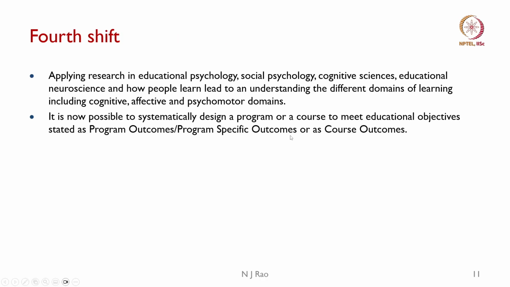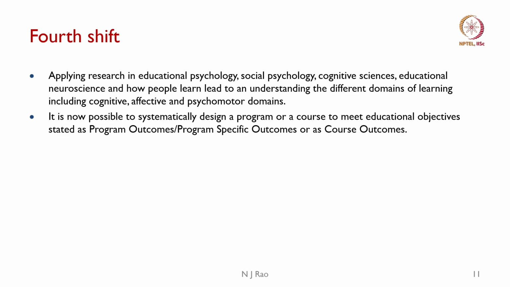Okay. Now, the fourth shift happened in our attempt to use all the knowledge that has been acquired through research in educational psychology, social psychology, cognitive sciences, educational neuroscience on how people learn. This led to an understanding of the different domains of learning, including cognitive, affective, and psychomotor domains. We have seen in the earlier courses related to this, like OBE, that learning can happen in the three domains or even four domains: cognitive, affective, psychomotor, and even spiritual domains.